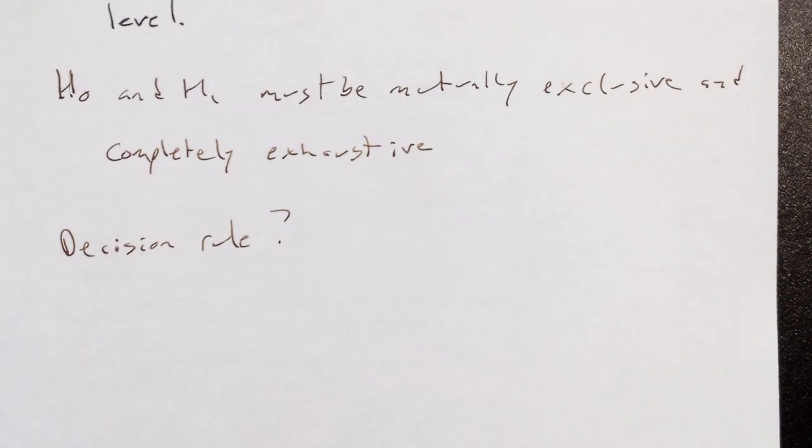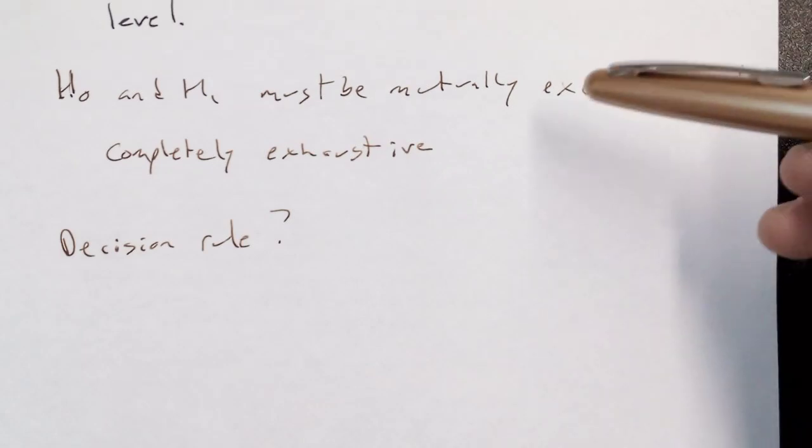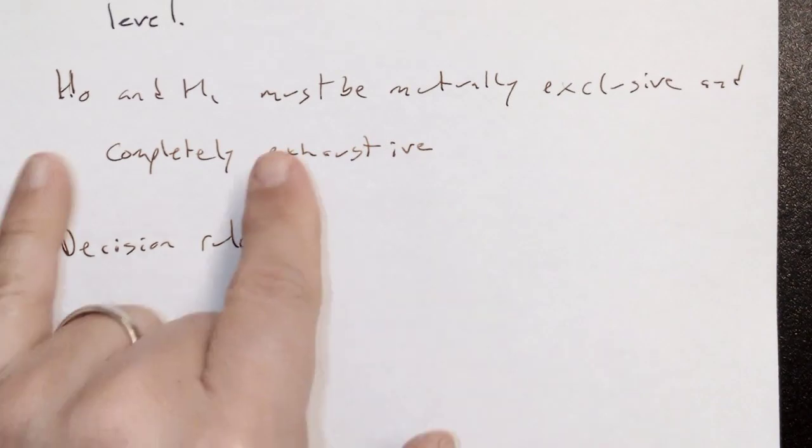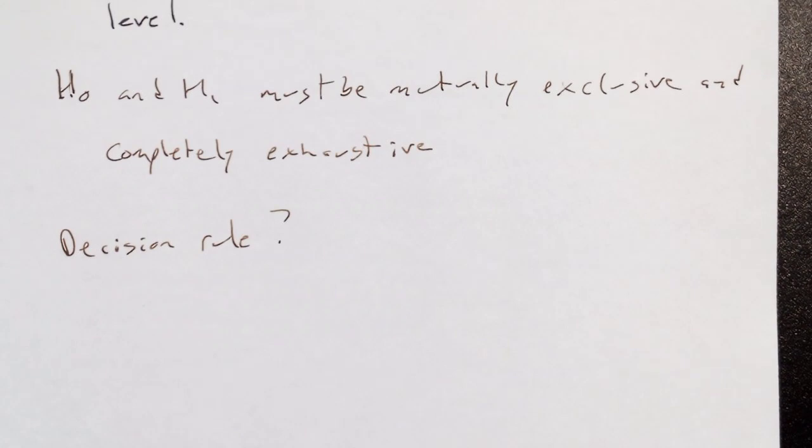So my decision rule is going to be based on the type of decision I'm making and what my hypothesis and alternate are.